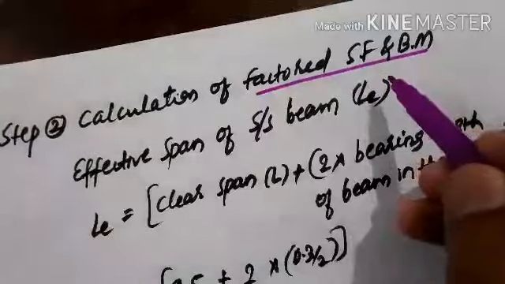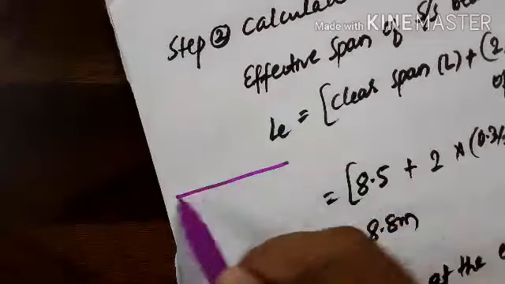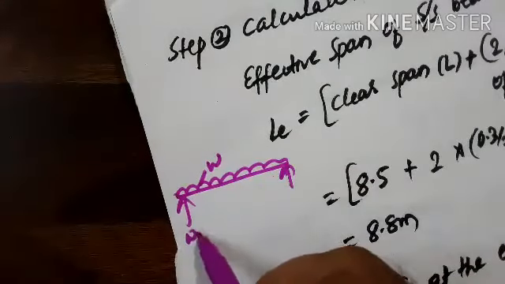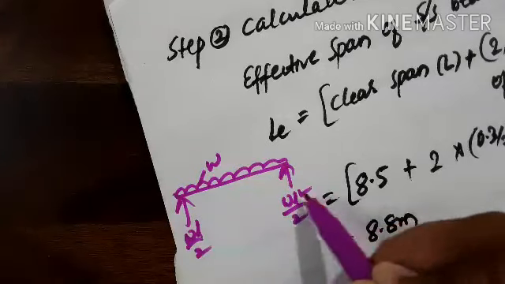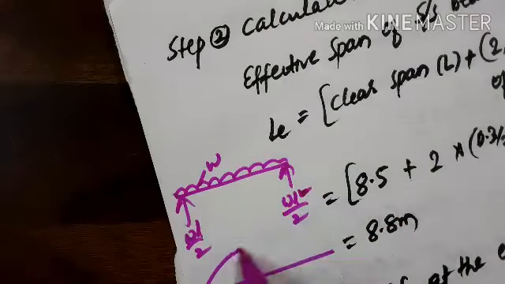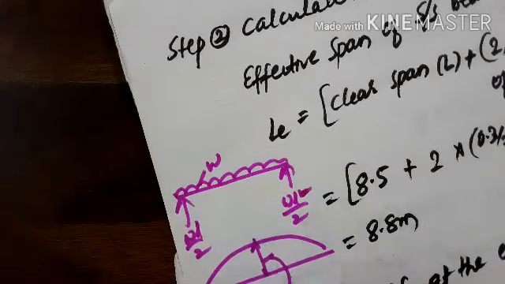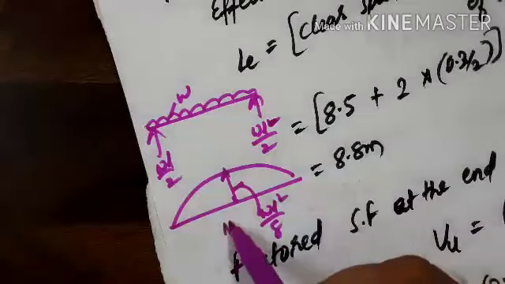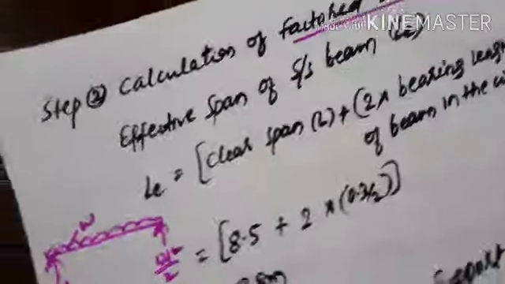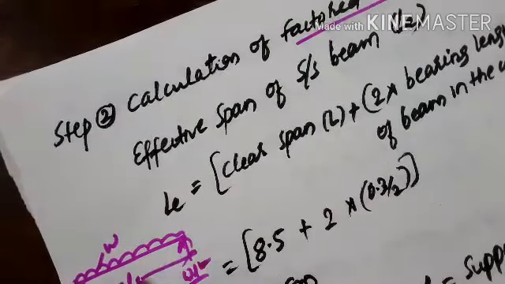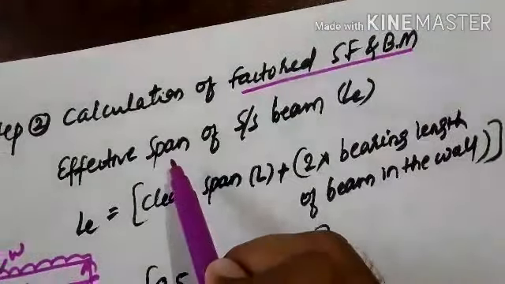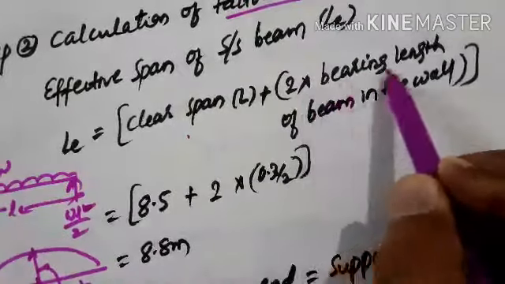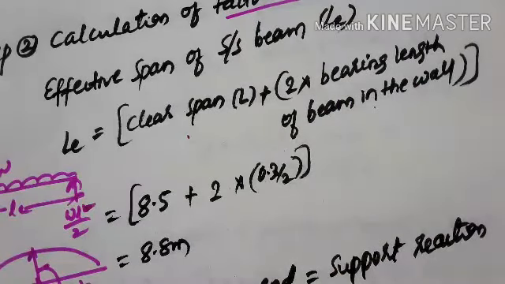To calculate the factored shear force and bending moment, as we know, for a simply supported beam carrying UDL, this is W, then the reaction will be WL by 2, and the bending moment will be WL square by 8. This is the moment. So first we need to calculate the effective span LE. The effective span of a simply supported beam will be the clear span plus 2 times the bearing length of the beam in the wall.